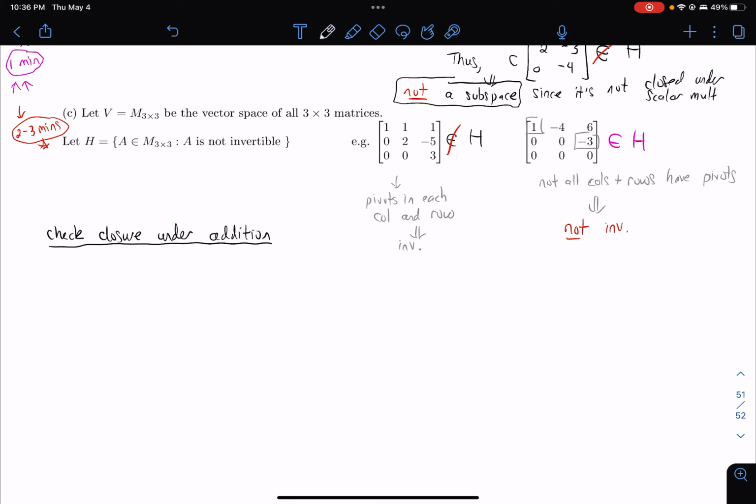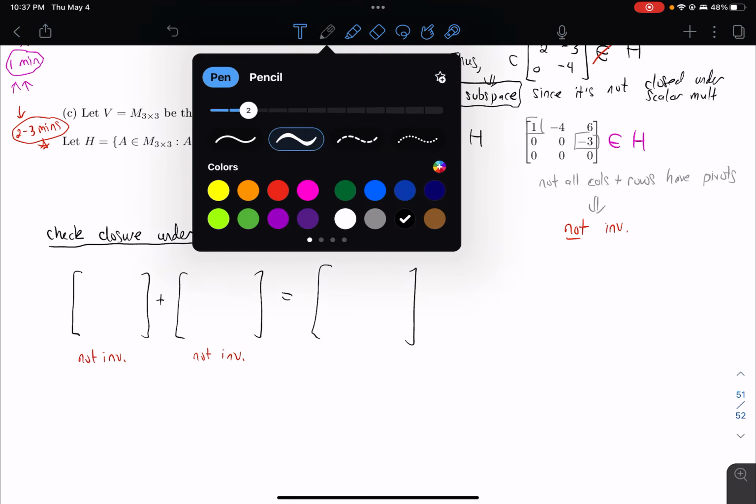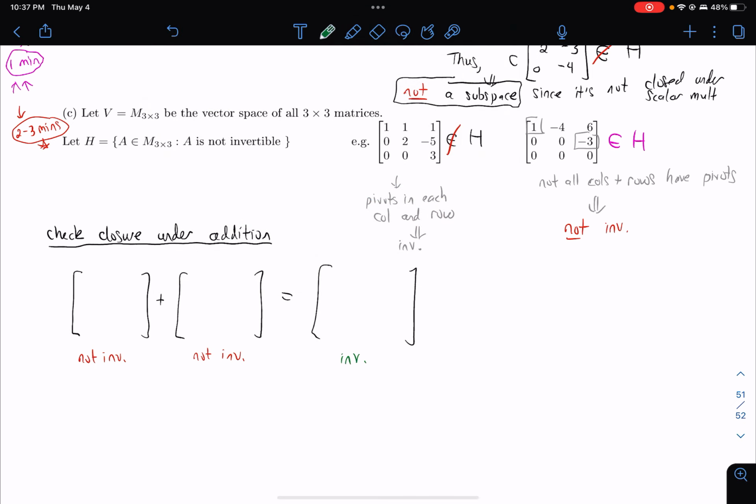If it wasn't going to be closed under addition, what we would want is to find 2 of these non-invertible matrices that I could add together. I want this one to not be invertible, because if it's not invertible, it's in H. I want this one to not be invertible. But if I can find an example where the end result is invertible, then it wouldn't be in H. And that would show that it violates closure under addition.